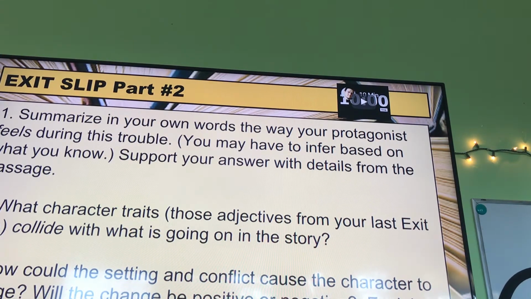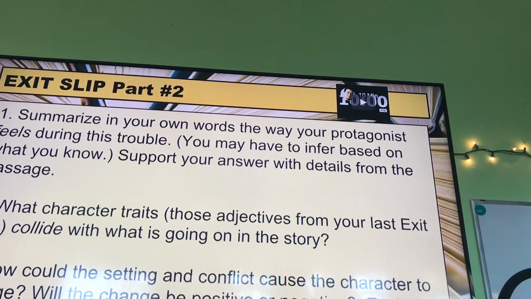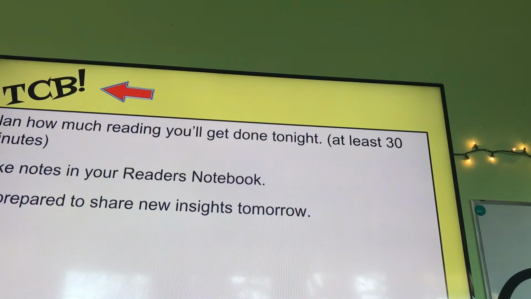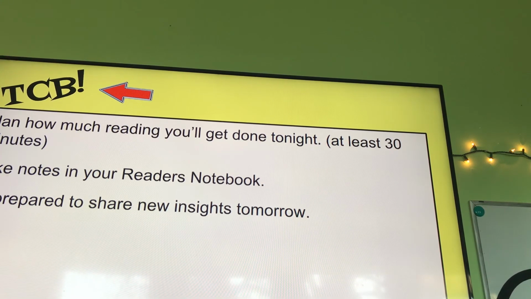Today, we had a fire drill, we had all kinds of things. So we got through, some classes got through part 1, nobody got through part 2, so we're going to come back to it tomorrow. That's what you missed. Let me see if there's anything else you need to do. Oh, just plan how much reading, take notes in your reader's notebook. So make sure you're reading about 30 minutes a night and be prepared to share your insights tomorrow.